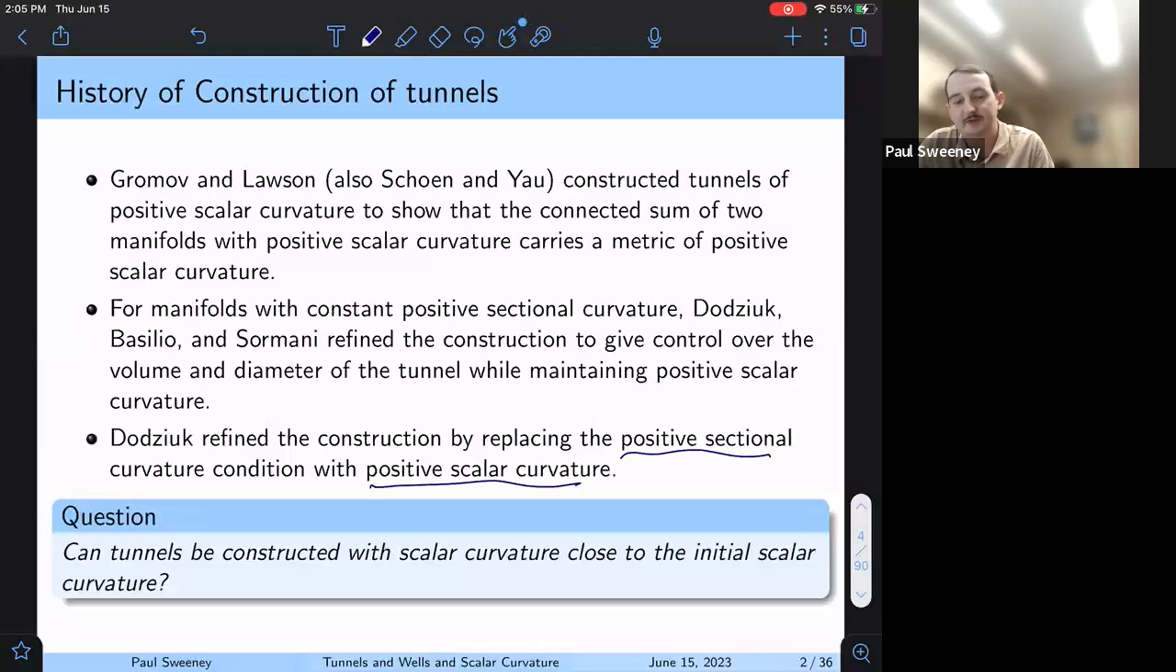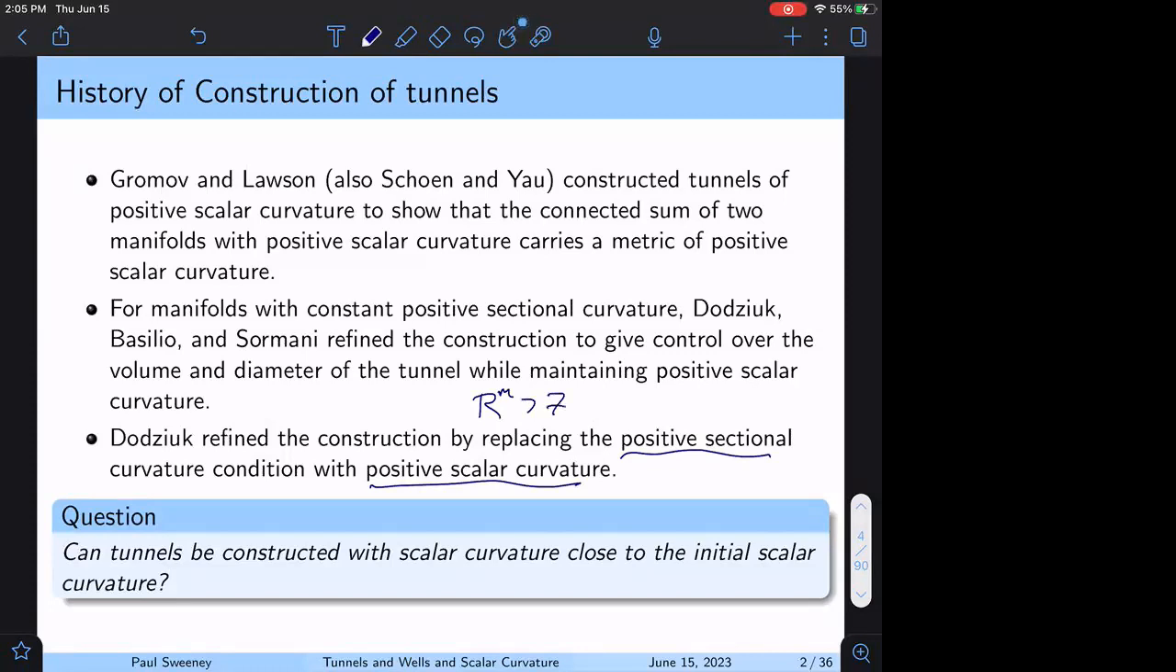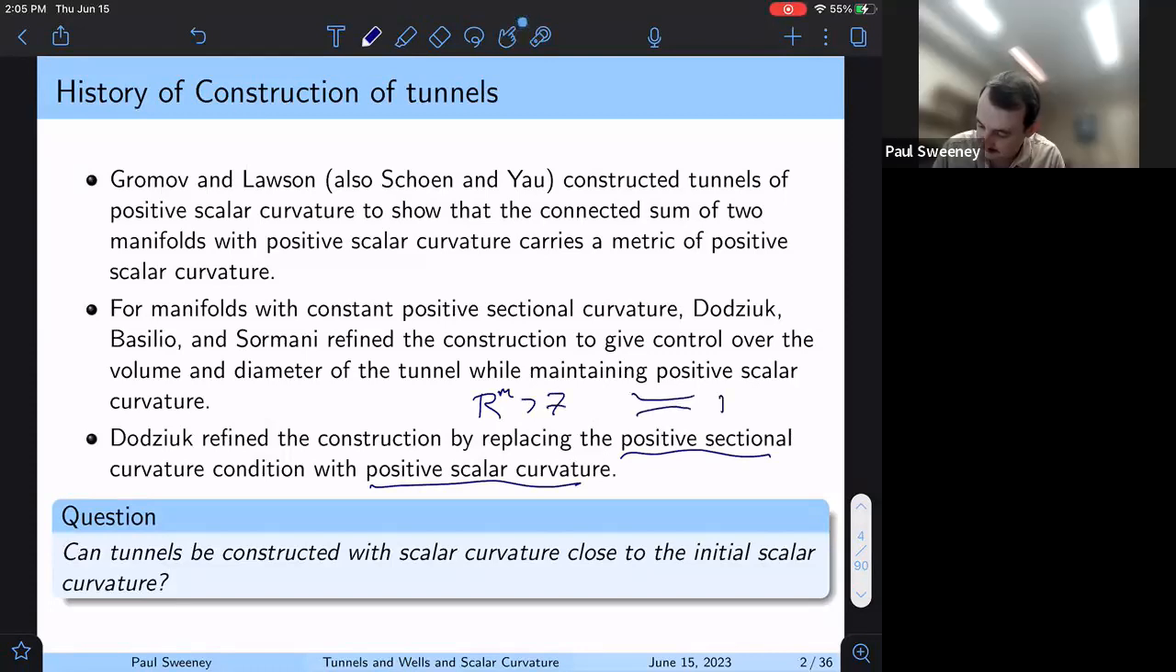But then you want to ask the question, can tunnels be constructed, right? So under these constructions, you could have your scalar curvature on your manifold M be bigger than, say, 7. But then once you construct your tunnel, all you get is that it's positive. So there could be a drop. We don't know. Who knows? So the question is, can tunnels be constructed with scalar curvature close to the initial scalar curvature to which we're going to attach the tunnel?